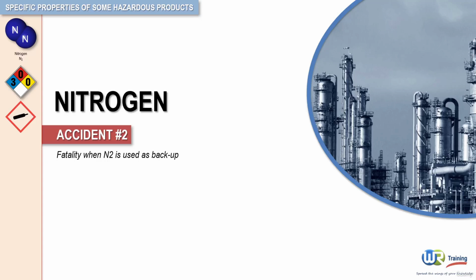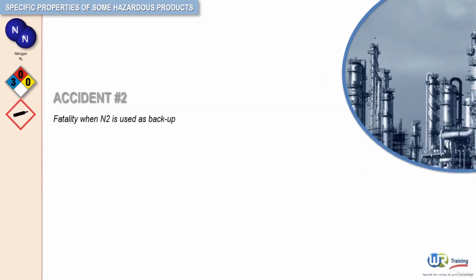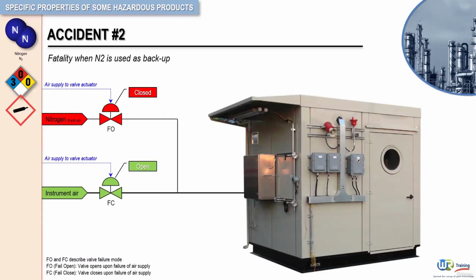In this example, nitrogen was used in place of breathable air and resulted in a fatality. Following a power failure at the plant, instrument air was switched over to nitrogen backup. Later on, an instrumentation technician entered the analyzer house, only to be discovered unconscious on the floor sometime later. He was removed from the analyzer house, but a site first aider was not able to resuscitate him. He was taken to the local hospital and later pronounced dead.